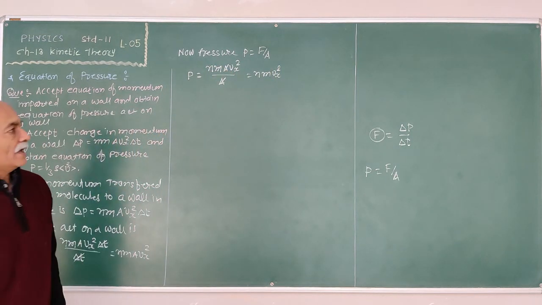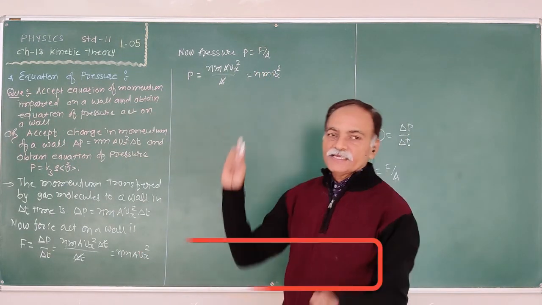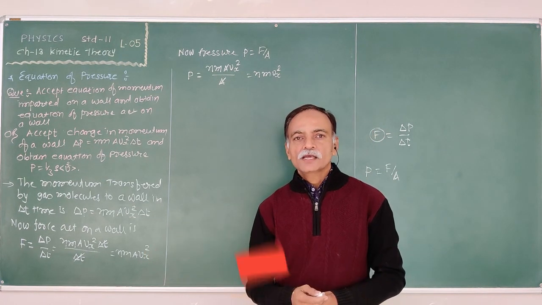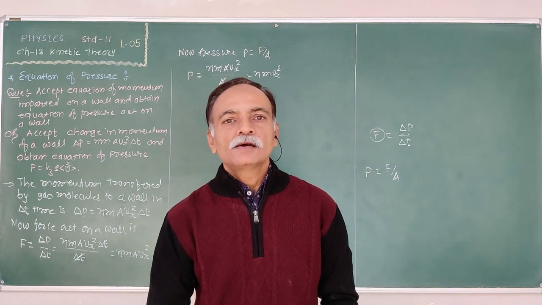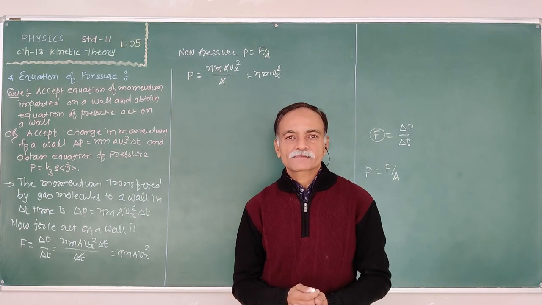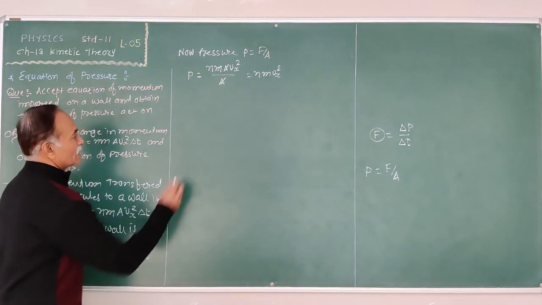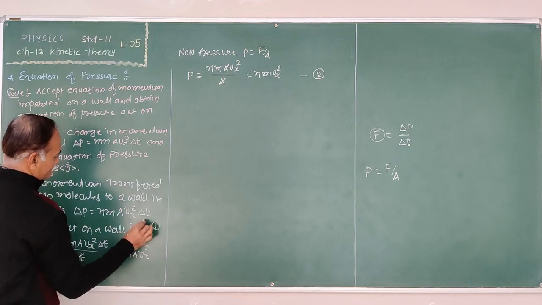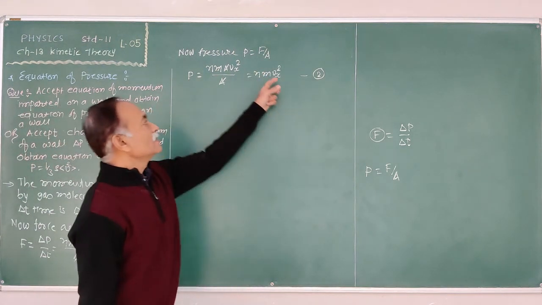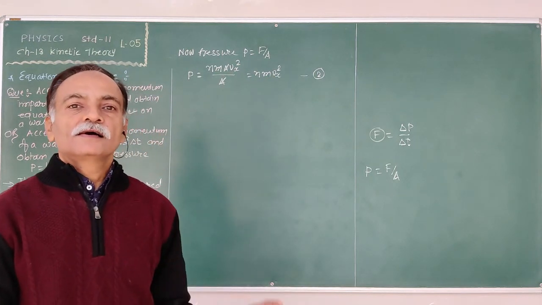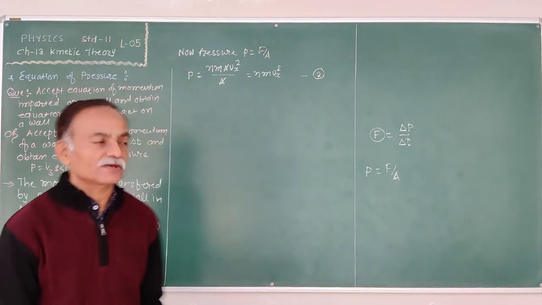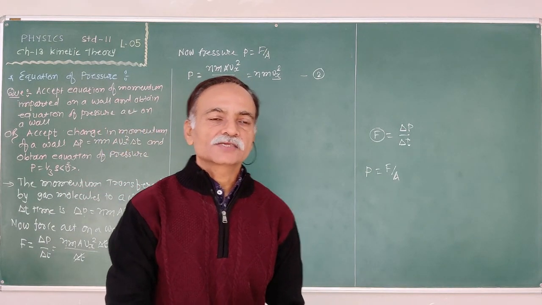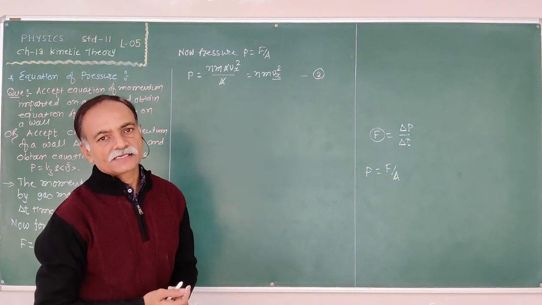nm Vx square. Now listen, here the pressure acts on the wall due to the molecules of the gas colliding with the wall. What molecules collide with the wall? All molecules do not have the same velocity, and as a result, in this equation, which is our equation number 2, equation 1 being the momentum, there is the pressure acting on the wall due to the molecules of the gas. Therefore, in this equation, we take the average value of the velocity. So instead of Vx square, average Vx square.